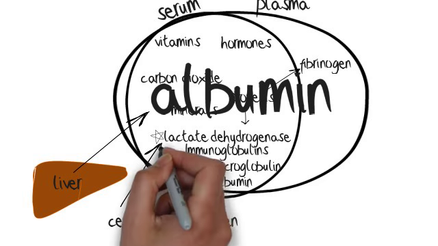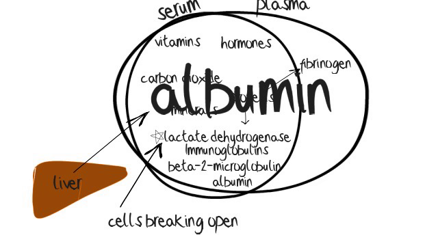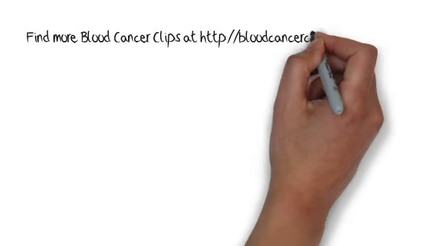Of course, blood sugar, cholesterol, and different types of fats are also commonly measured in blood, but we won't discuss those in this video. In summary, we've covered the cell types and plasma of blood, how they're measured, and what functions they perform. For more information about where blood cells come from and how they relate to blood cancers, please see my other blood cancer clips.